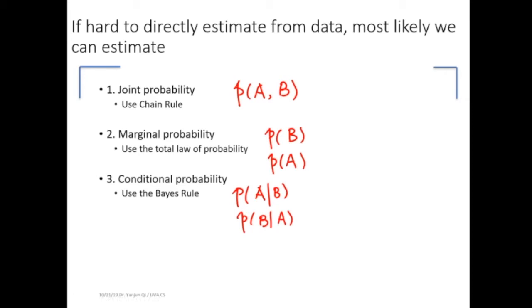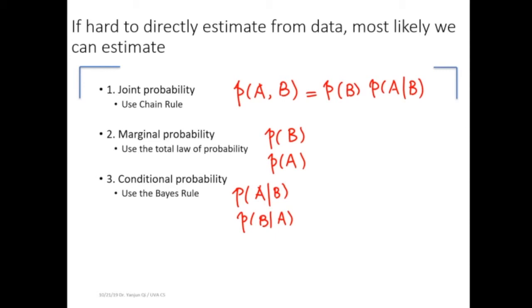For joint probability, I said chain rule, and the chain rule is pretty easy. If it's easier to estimate P(B) directly from data, I estimate P(B) first, and then P(A) conditioned on B. This is what I mean by the chain rule. Assuming P(B) and P(A given B) can be directly counted from data, this multiplication gives me the joint probability P(A and B).